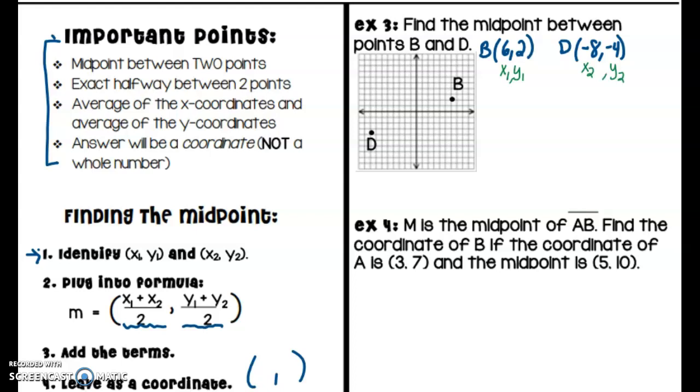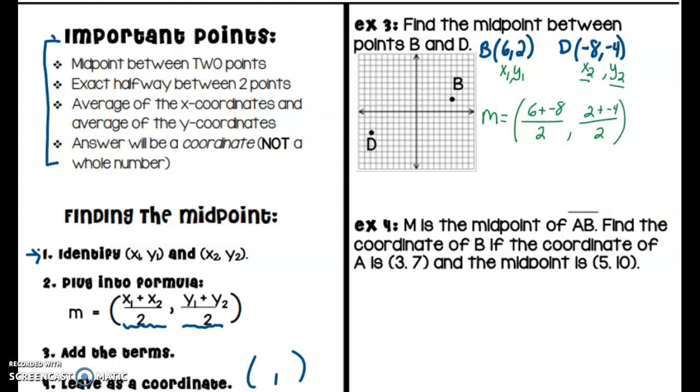All right, so now plugging into our formula, our midpoint equals x1, which is 6, plus x2, which is right here, which is -8. And then it's always divided by 2. That's part of the formula. And then the y coordinate is also divided by 2, but it's y1, which is 2, plus y2, which is -4, and then it's all divided by 2.